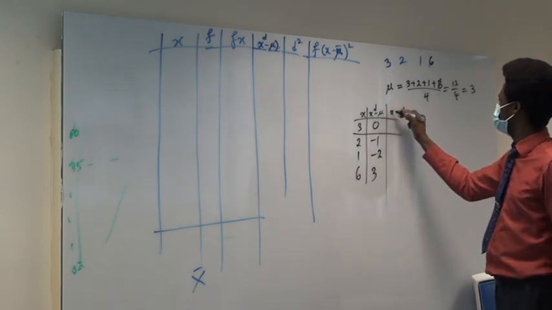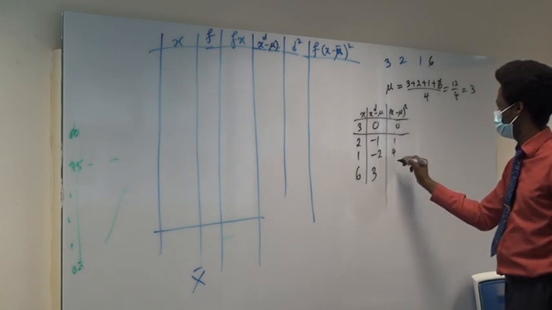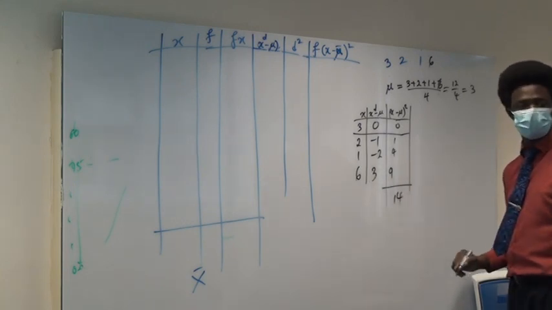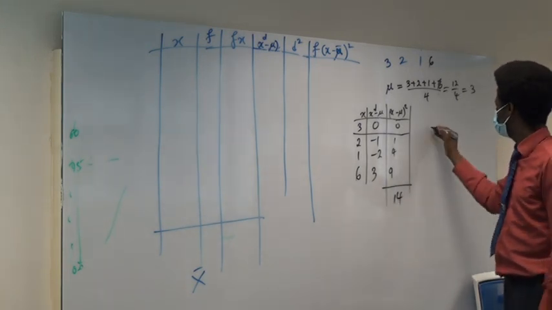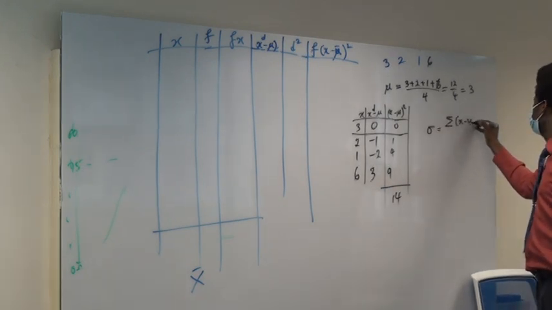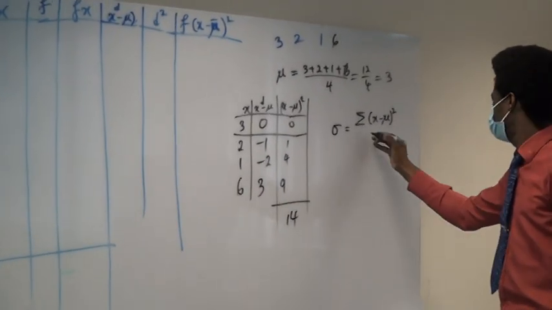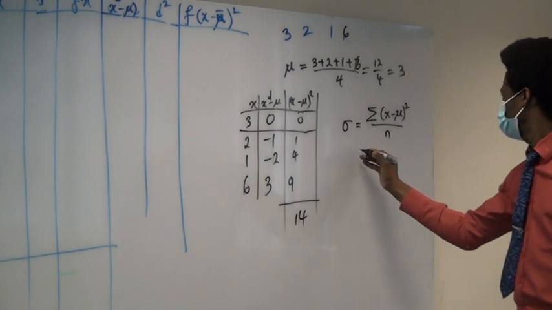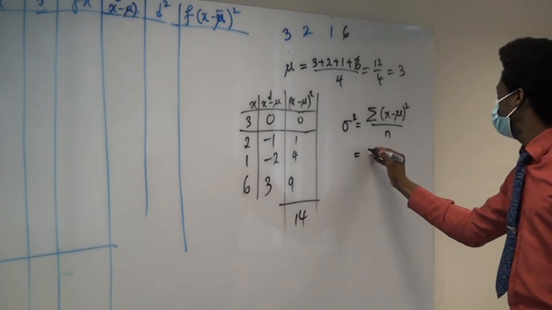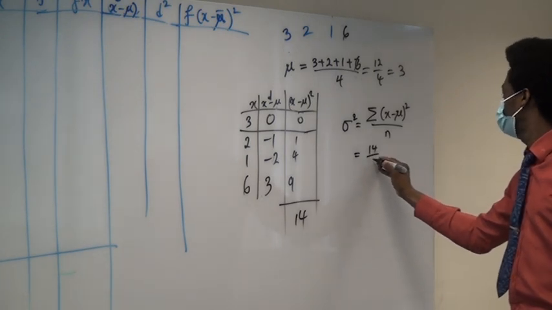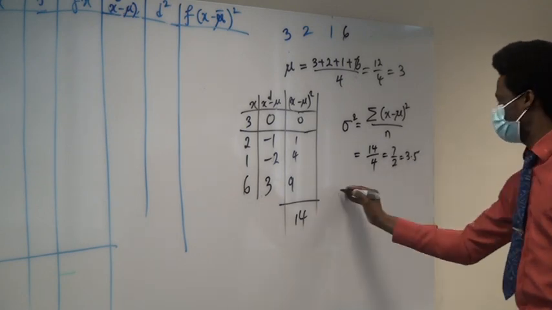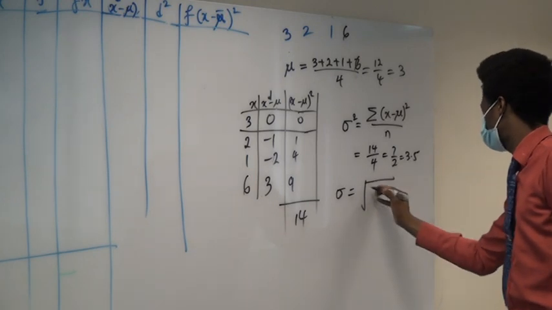So the next thing I will do is to square this deviation: 0, 1, 4, and 9. I'll find the summation of this. This will be 14. So in this case, my variance will be the addition of the square of the deviation divided by the number of data. Sorry, not standard deviation, variance. So we get 14 divided by 4, 7 divided by 2, which is 3.5. My standard deviation, however, will be the square root of variance.